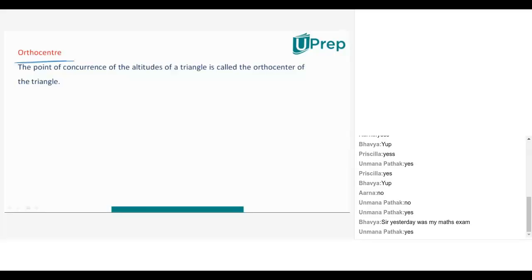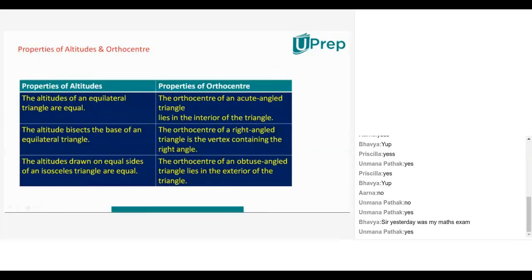Sir, I didn't understand the difference between a centroid and an orthocenter. The centroid is the point of intersection of the three medians. The orthocenter is the point of intersection of the three altitudes or the heights. That's the fundamental and the most basic difference. Are you now clear with it, Priscilla? I've repeated it a couple of times already while I was explaining this. Is it clear, Priscilla?